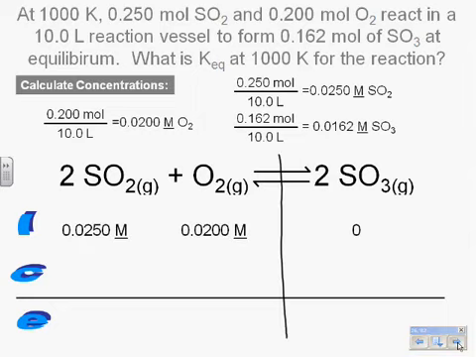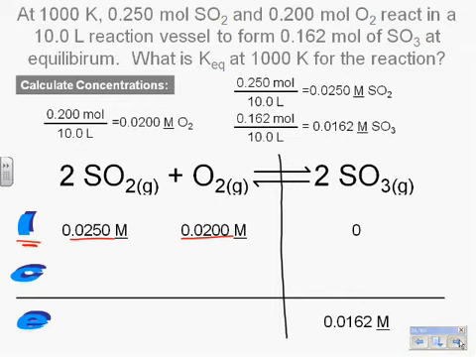Now, when we fill this thing in, you have to read the problem carefully. And this is the hardest part, is just to figure out where these numbers should go. It says that the quarter mole of sulfur dioxide and the fifth of a mole of oxygen are reacting in the 10-liter vessel. And so those are initial conditions. So we put them in the I row of our ice table. There's no sulfur trioxide to start from what I can get out of this problem. It says after a while there's 0.162 moles of sulfur trioxide, and we've changed that into a molarity up here on the top. So at the end we end up with that much sulfur trioxide.